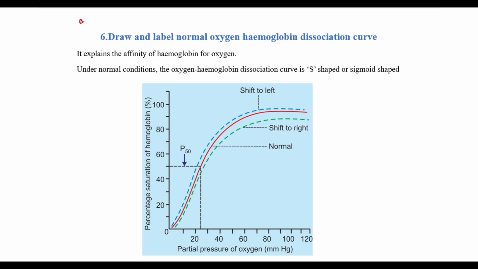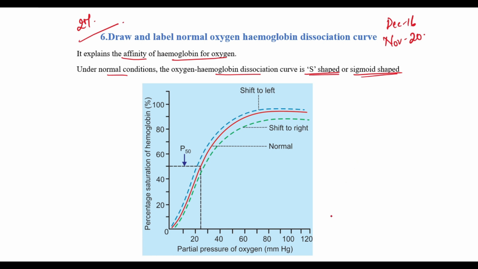Let's see the next two marker. Draw and label the oxygen hemoglobin dissociation curve. This is important. It was asked previously in December 2016 and November 2020. So this curve explains the affinity of hemoglobin for oxygen. Under normal conditions, the oxygen hemoglobin dissociation curve is S-shaped, sigmoid shaped.